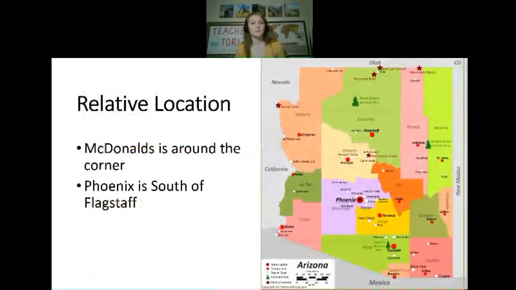Okay, here are some examples of relative location. I just gave you a few, but here's a few more. McDonald's is around the corner. It's relative. Or Phoenix is south of Flagstaff. So that's relative because Flagstaff and Phoenix are pretty big. Here's a map of Arizona. You can even see Phoenix is south of Flagstaff. All right, so I want you all to think of an example of relative location and type it in the chat. What's an example of relative location?